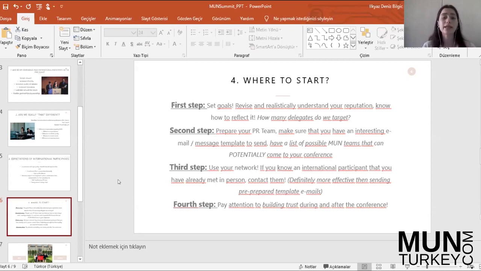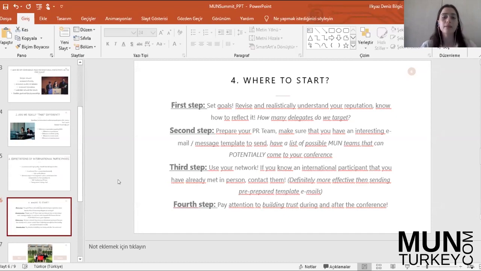And third step, use your network. If you know an international participant that you have already met in person, contact them. It is definitely more effective than sending a pre-prepared template to emails, because word of mouth takes a lot of time, but it is very effective when it comes to having international participants. The same effort that you would spend sending a lot of emails to a lot of MUN teams will have more effect if spent talking directly to the person that you know.